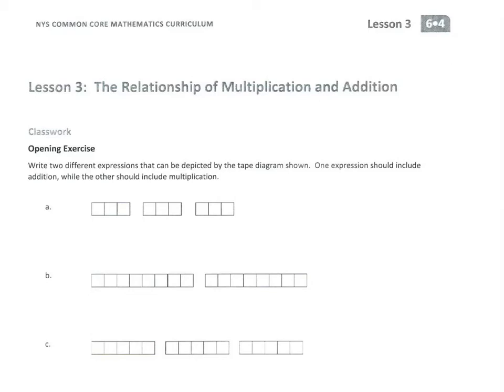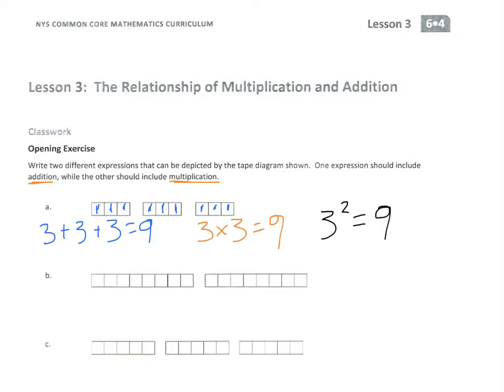So now we're going to do the exact opposite. I'm going to give you the picture, and you're going to give me an addition expression and a multiplication expression for each one. So I'll do the first one. I've got 1, 2, 3 boxes here, 3 times. So for addition, this could be 3 plus 3 plus 3, which you know would equal 9. Another way we could do that, 3 times 3 equals 9. Or if we wanted to be super fancy, 3 to the second power, which still equals 9.